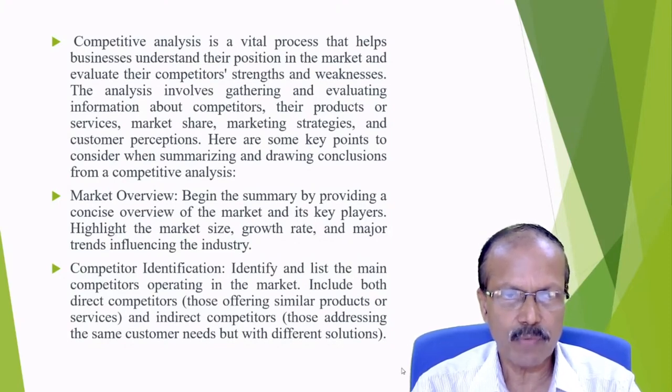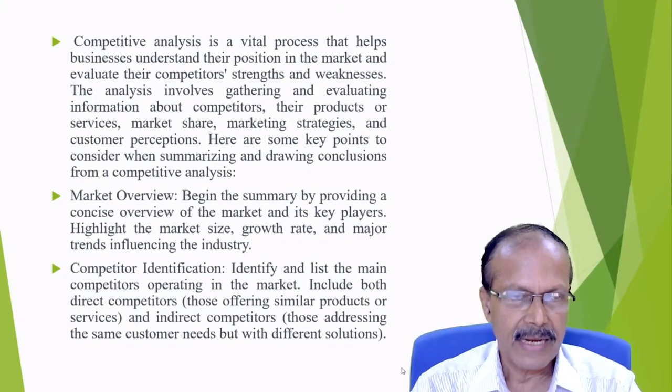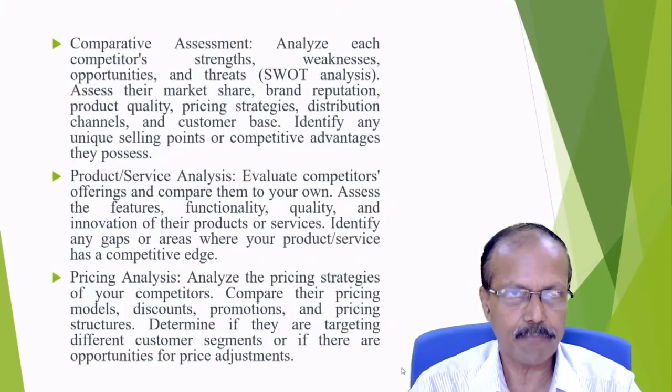Begin the summary by providing a concise overview of the market and its key players. Highlight the market size, the growth rate, and the major trends influencing the industry. And next is the competitor identification. Identify and list the main competitors operating in the marketplace. Include both the direct competitors, those offering similar products or services, and indirect competitors, those addressing the same customer needs but with a different solution approach.